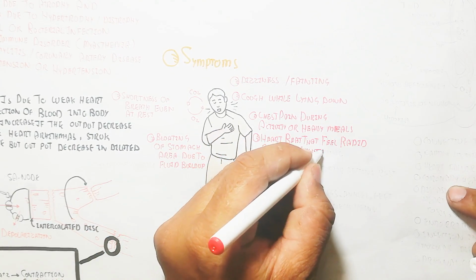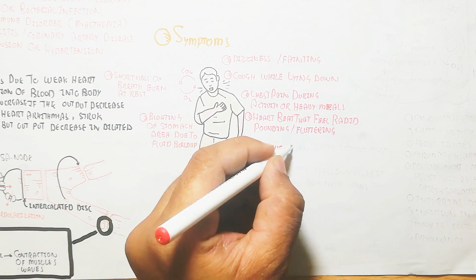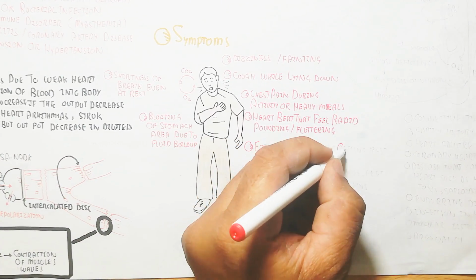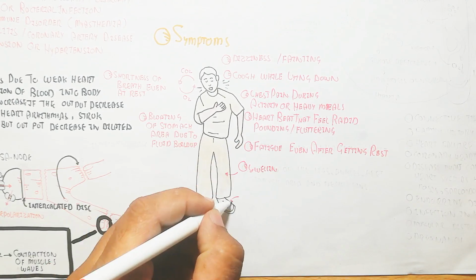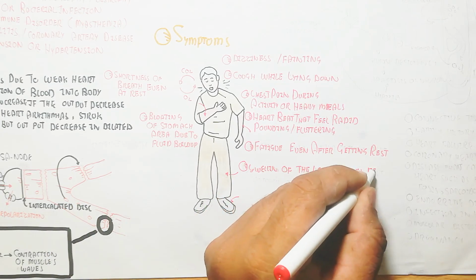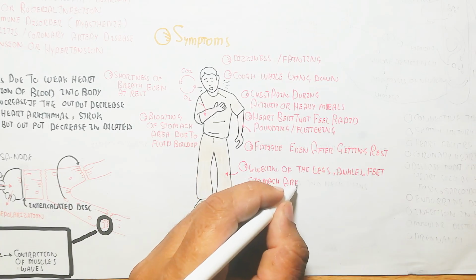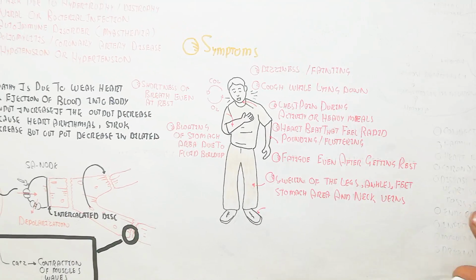that feels rapid, pounding and fluttering, fatigue even after getting rest, and swelling of the legs, ankles, feet, stomach area and neck veins. So remember these things. Now we will understand the causes and pathophysiology.